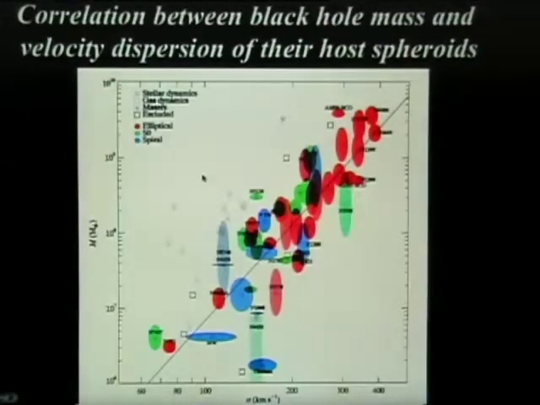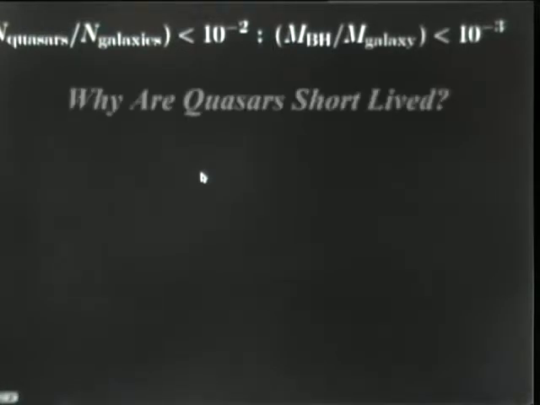Now, what we see is that the black hole masses of galaxies are not arbitrary. They seem to be correlated with the depth of the gravitational potential well of those galaxies, often characterized by the velocity dispersion of the stars. More massive galaxies with higher velocity dispersion appear to have more massive black holes. And moreover, the galaxies that show quasar activity are a small minority. The brightest quasars represent about 1% of the galaxies at any given cosmic epoch at high redshifts. And the mass of the black hole is smaller, of course, than the mass of the galaxy as a whole.